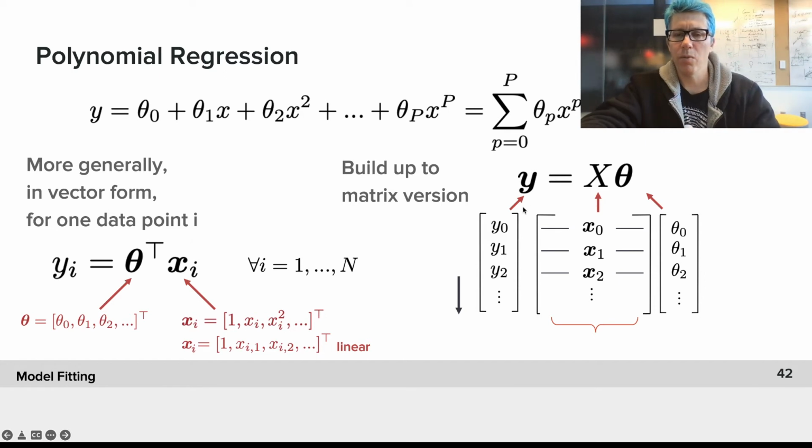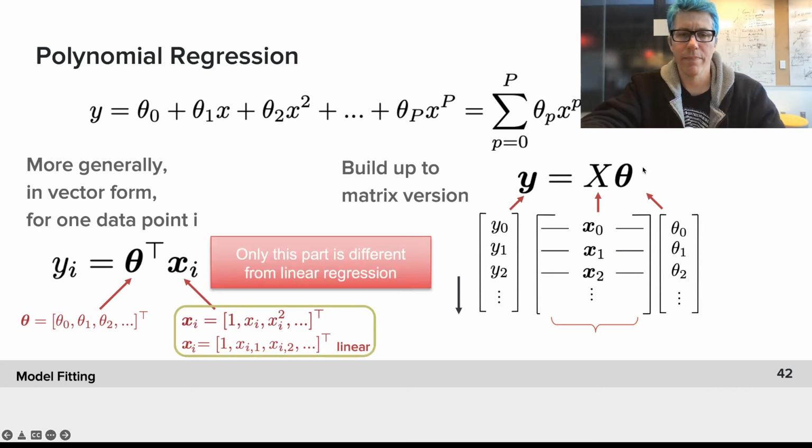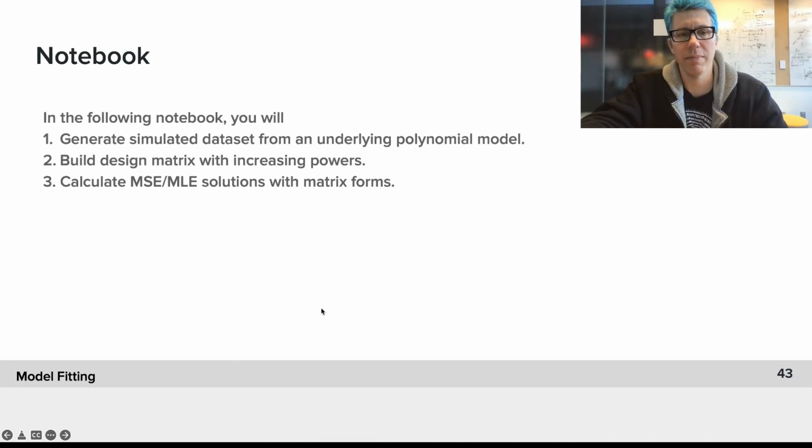So we can be back in that matrix form, where we can have y as X theta. Only this part is different from linear regression. Now, all we do relative to what we had before is we replace this, which is multiple linear regression, with this vector. It's a different so-called design matrix.